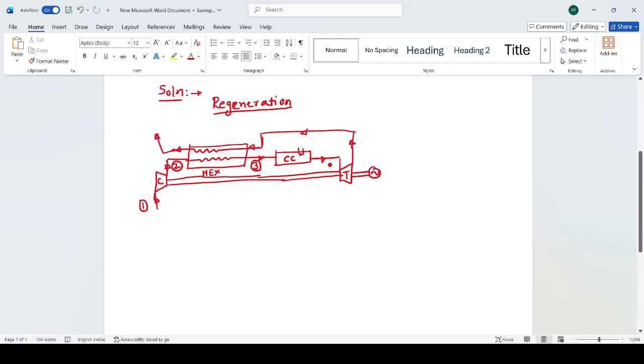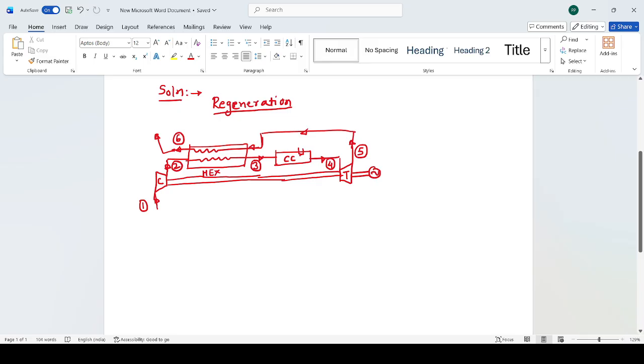Then state point 4, after the constant pressure heat addition. State point 5, the gases after the expansion coming out of the turbine. And 6, let us say the gases which are leaving this heat exchanger and then sent to the atmosphere.